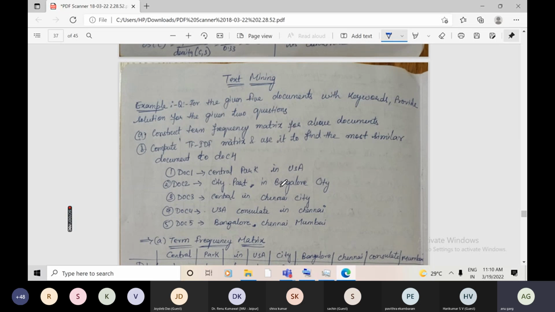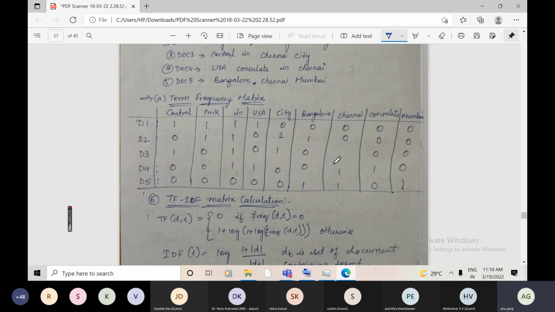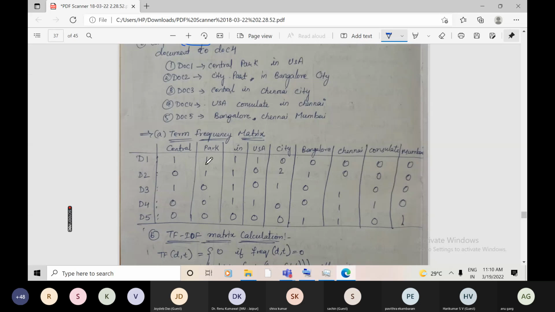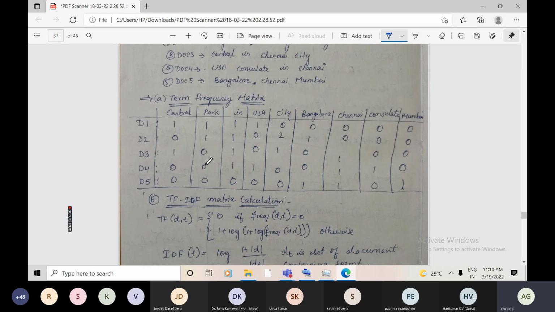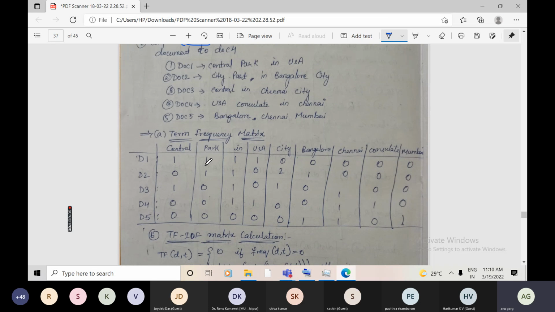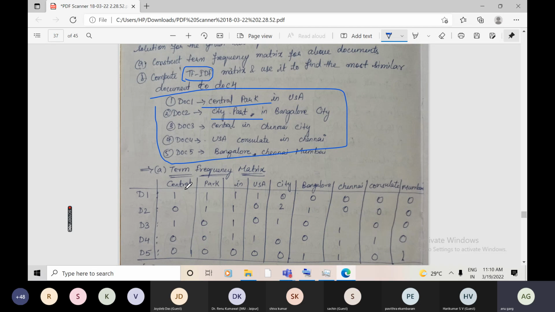Here this TF IDF concept is important. I have seen some questions in the previous paper. Basically we are going to do document text mining, and we will see how the terms are classified based on this TF IDF. The data will be given, like in document 1 these are all the terms coming, in document 2 these are all the terms coming.